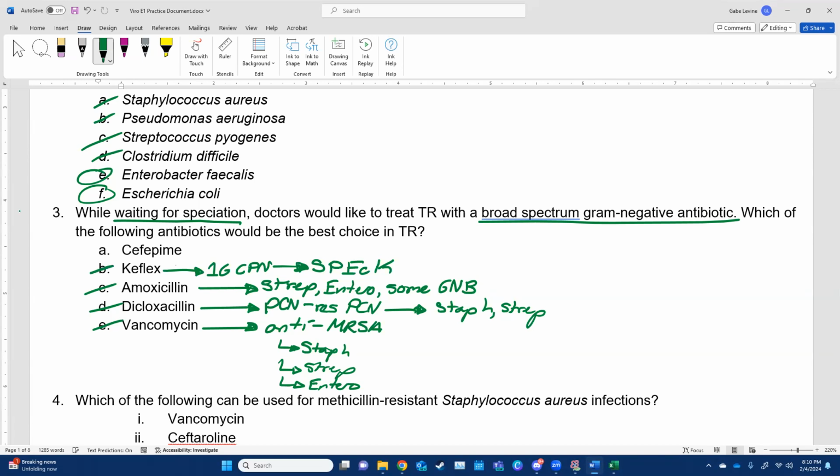So that leaves us with cefepime. What generation is cefepime? Very close. It's the weird one. Third, fourth gen. Yeah, right? Am I crazy? It's the weird one. No, it is fourth. Squarely in fourth. Fourth gen.